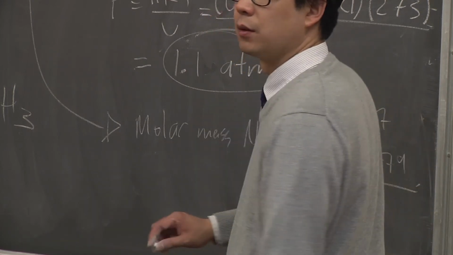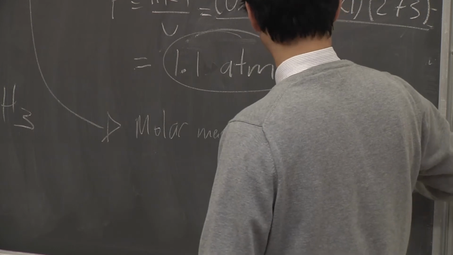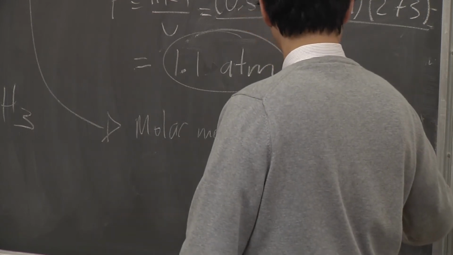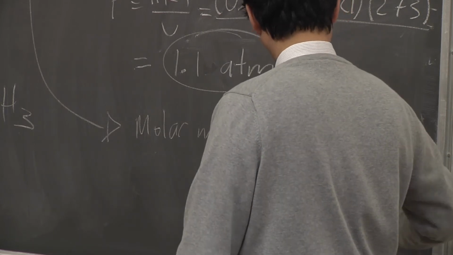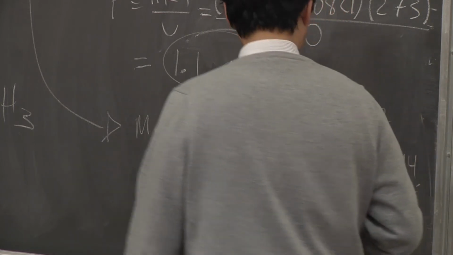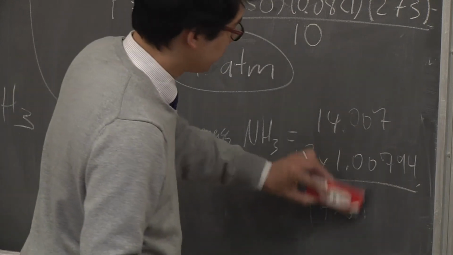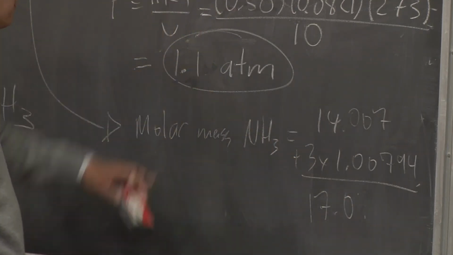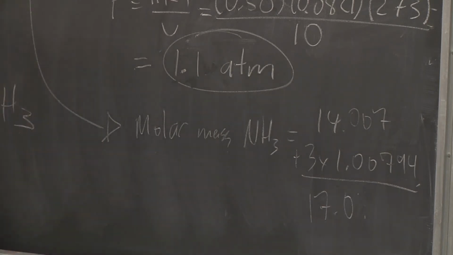Because H could also be 1.008, or 1.00794. Okay. So we're going to say it's 17.0 because that's enough significant figures. We're limited here, two significant figures.